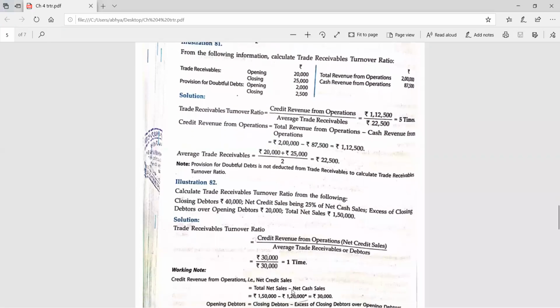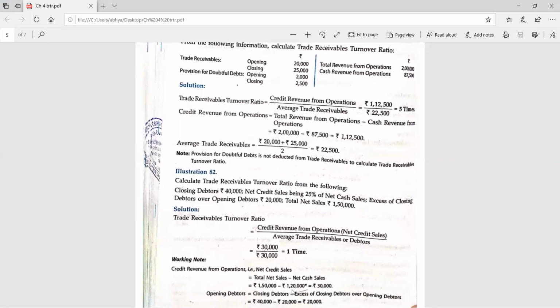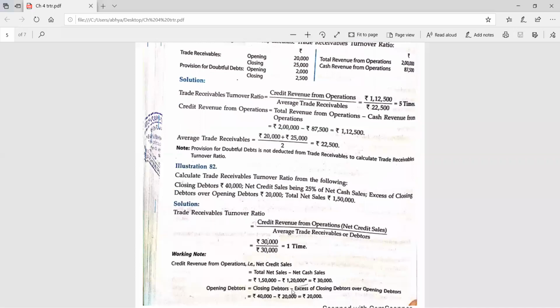Yes, very good, Khushi, Adit. Everyone is giving me the correct answer. Now talk about net credit sales being 25% of net cash sales. Total sales are given. First of all, write down the formula for total sales or net sales. Net sales is equal to cash sales plus credit sales minus returns. Returns are not there in the question, so we will assume that the returns are zero. So cash sales plus credit sales is equal to net sales.